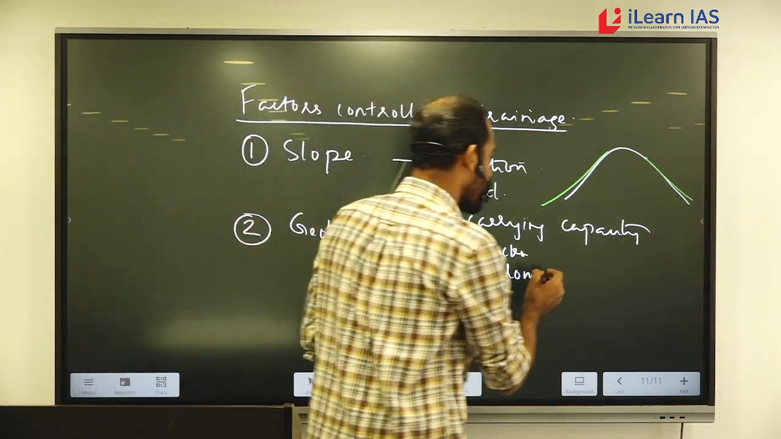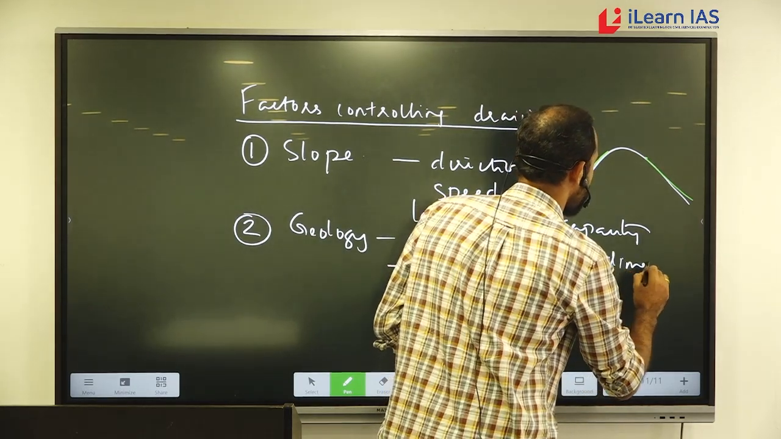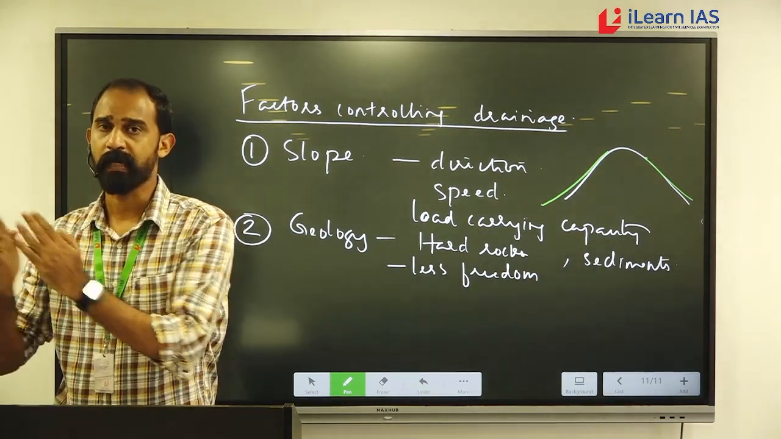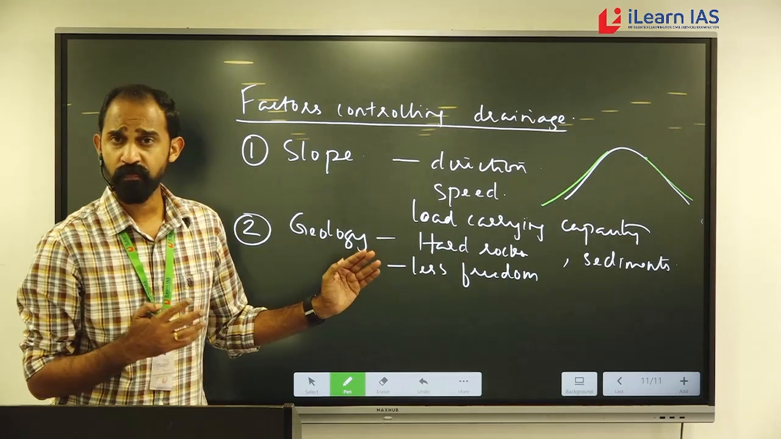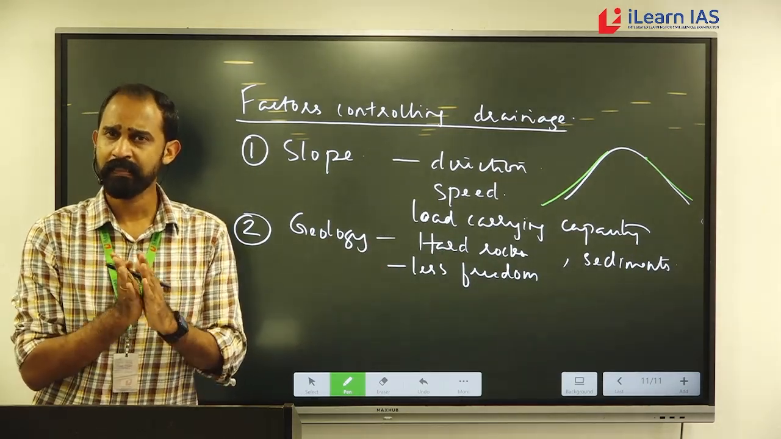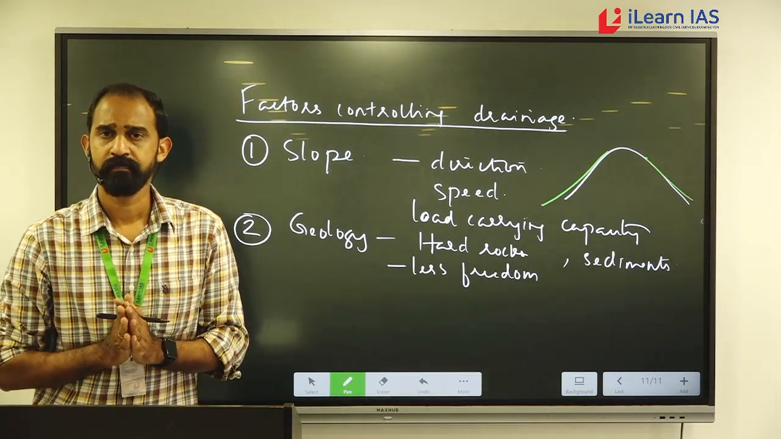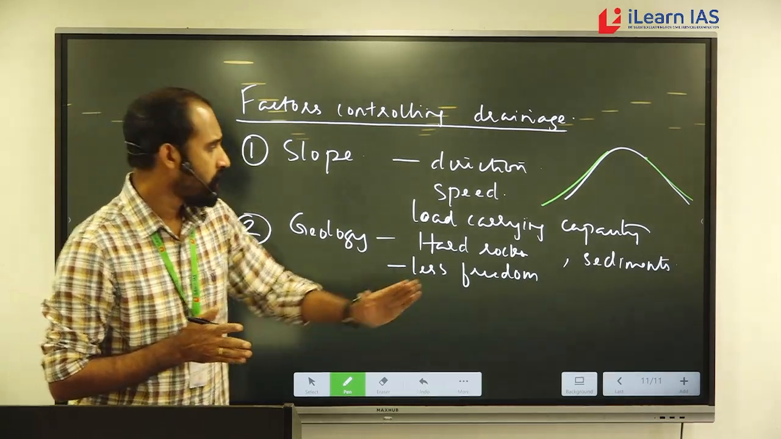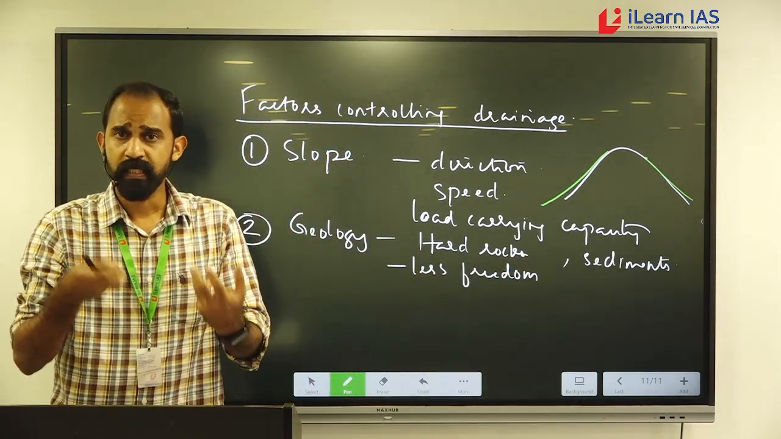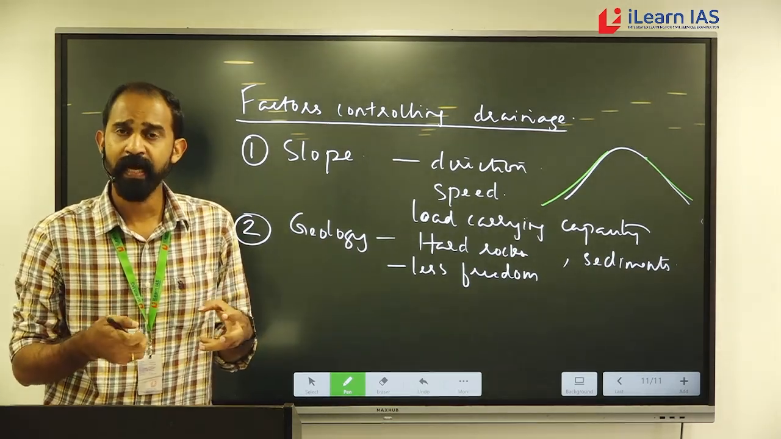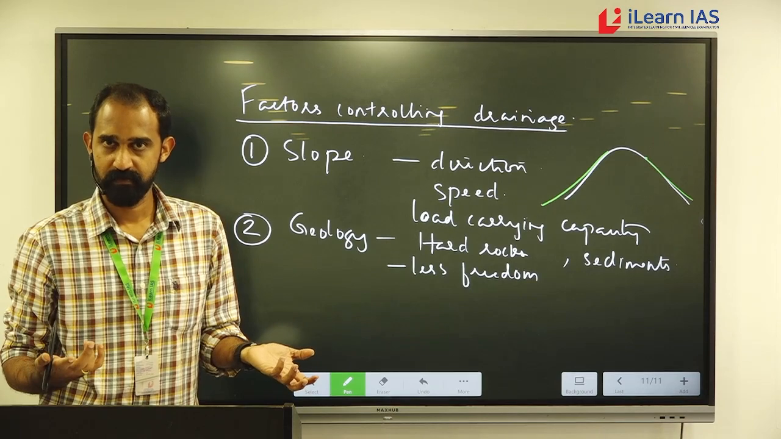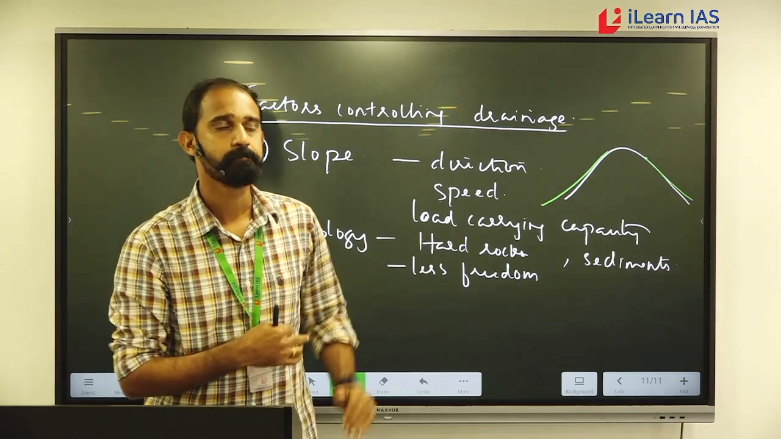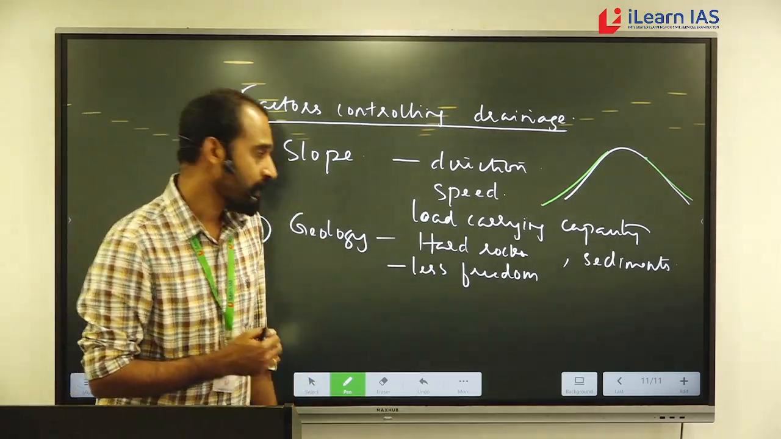On the other hand, if it's flowing through a region of sediments, it has more freedom. It does not have to stick to one particular path. In the hard rock, it is forced to stick to the area which has slightly erodible rocks, the rocks which are less resistant to erosion. On the other hand, in the areas made up of loose materials, loose sediments, the river has all the freedom to choose the path. It will depend on the slope, but it will not depend on the geology.